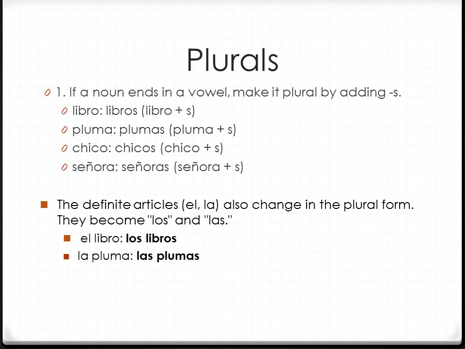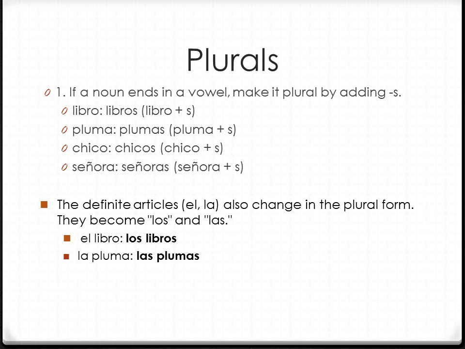Now, the definite articles el and la also have to change in the plural form. So they become los and las. So if you have el libro, you have to change el to the plural, which is los. So you would have los libros. La pluma, you would change it into las plumas.